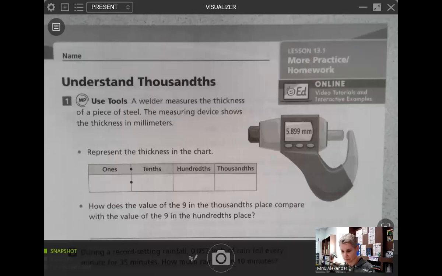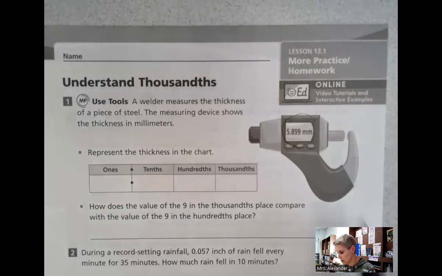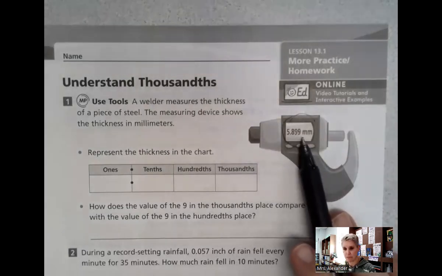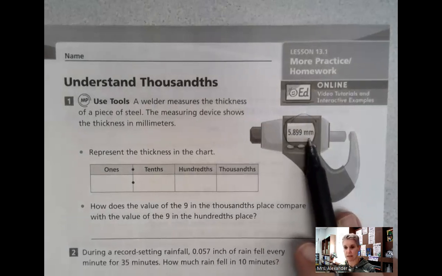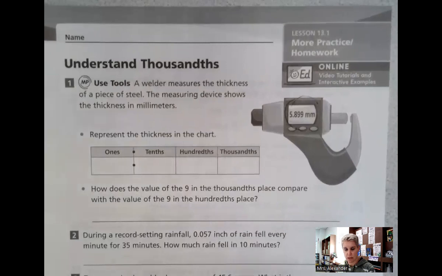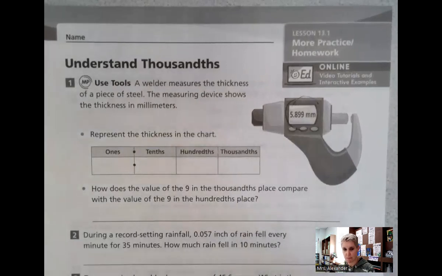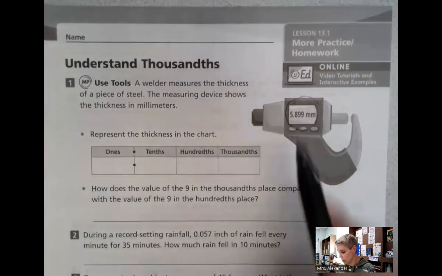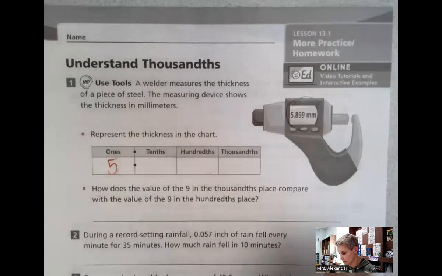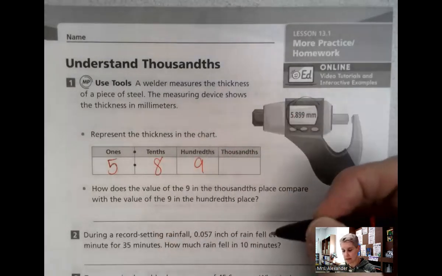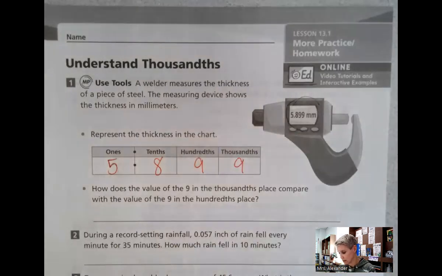Now we're ready. So you can see on the tool, can you read that number? 5 and 899 thousandths millimeter. So they're measuring the thickness in millimeters of a piece of steel. So in this chart, when we write this number, we have 5 ones, 8 tenths, 9 hundredths, and 9 thousandths.